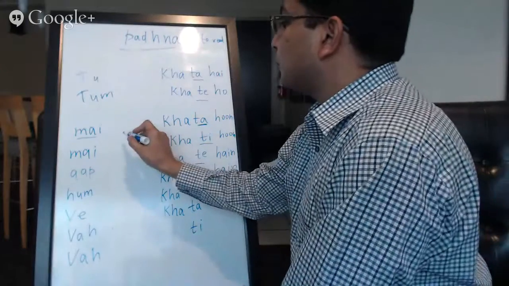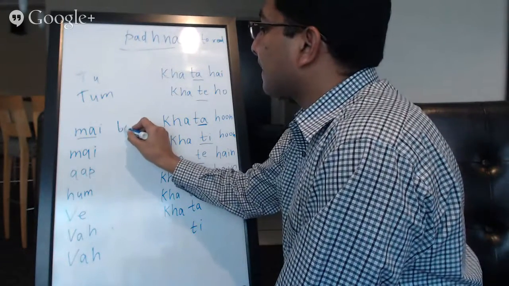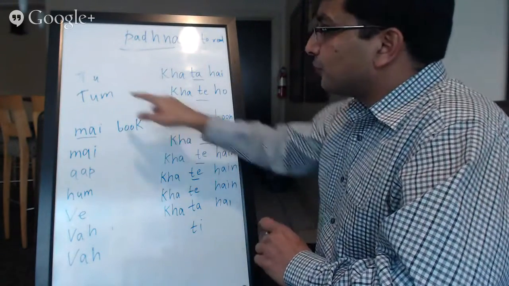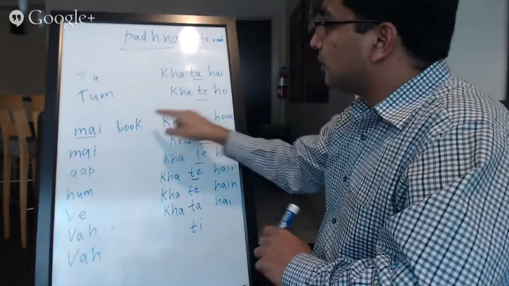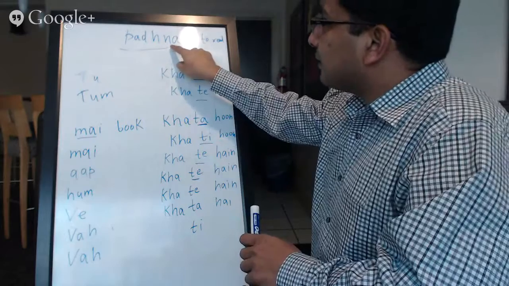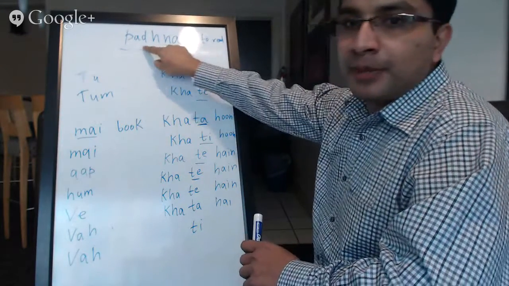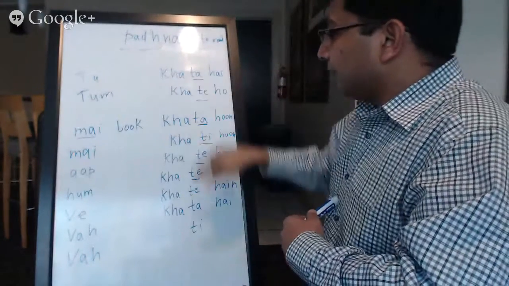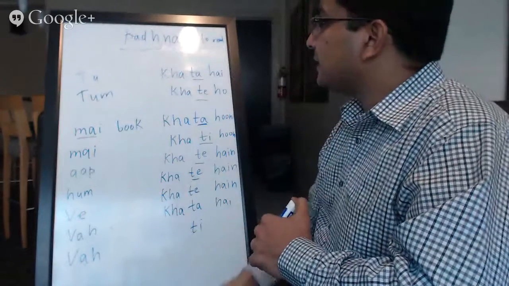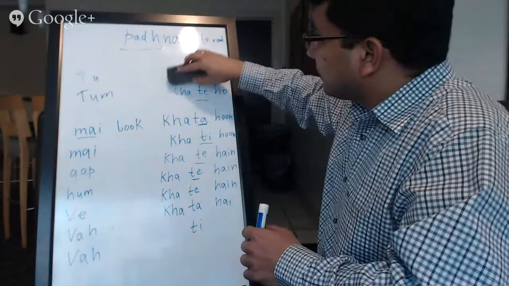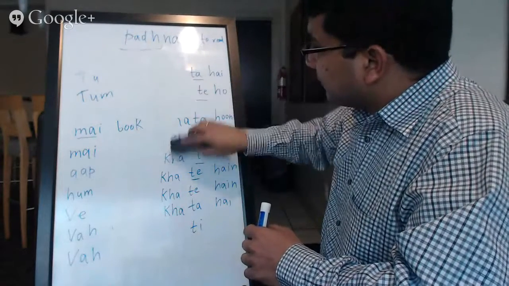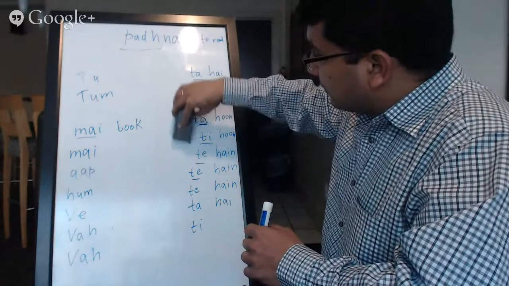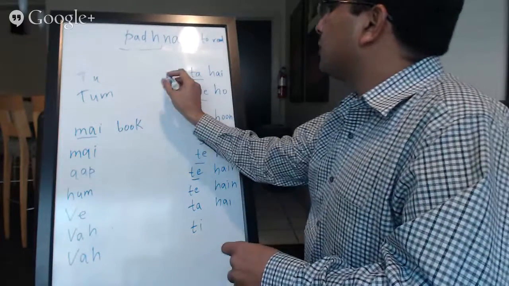So across the board, it's book. When we're talking about two, it will be two book. As I said, we will take everything before na. So it would be pad. We'll take the first half, pad. So wherever we had kha, it would be pad, P-A-D-H.